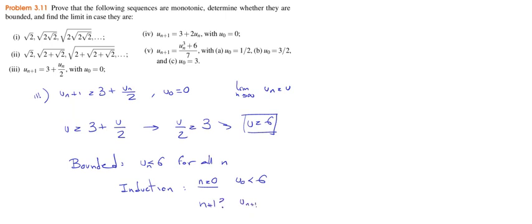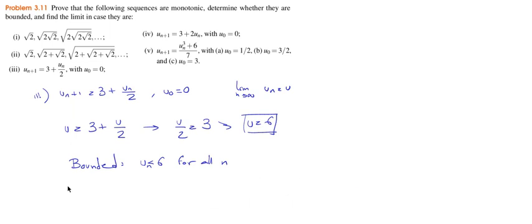So u sub n plus 1 is (3 plus u sub n) over 2, and we have said that u sub n is smaller than 6, so this is smaller than (3 plus 6) over 2, which is 3 plus 3, which is 6. So u sub n plus 1 is smaller than 6, so this is correct. So we have proven that the sequence is bounded above by 6.